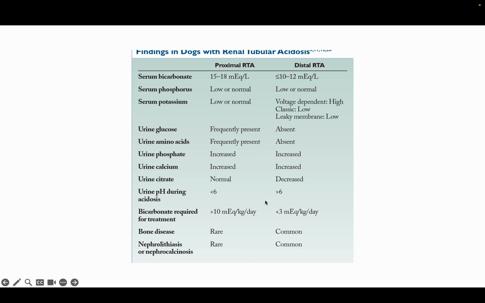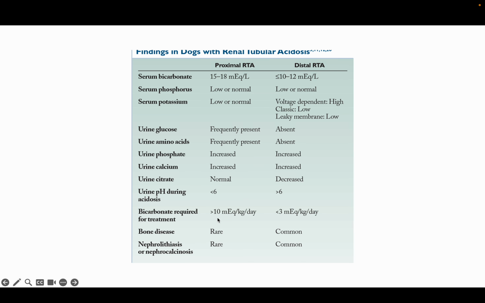So urine pH will be less than 6 but more than 5.5, is what we take. And bicarbonate requirement is generally more than 10 milliequivalents per kg. But we don't give that much in adults because it can cause hypokalemia, worsening the hypokalemia. In distal RTA, 1 to 3 milliequivalents per kg is enough. Bone disease is common: because of significant metabolic acidosis, osteoporosis is common in distal RTA. Nephrolithiasis is common in distal RTA, and not common in proximal RTA.